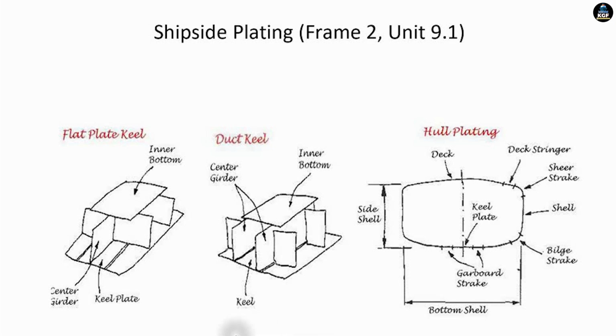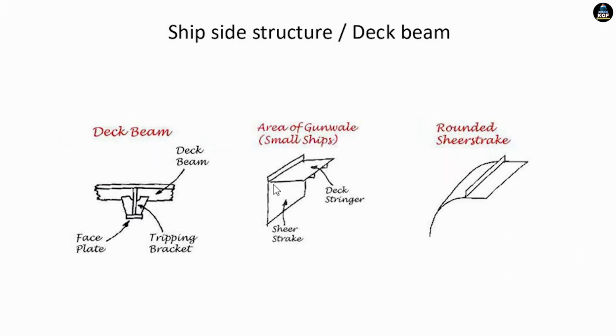So there are types of keel: flat plate keel, duct keel and hull plating. So there will be a keel plate, center girder and inner bottom. Again center girder, inner bottom and keel. So these are two different kinds of keel type: flat plate keel and duct keel, and there is one more keel called the bar keel.